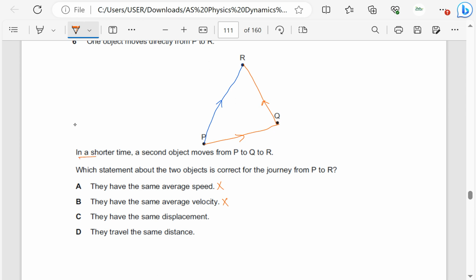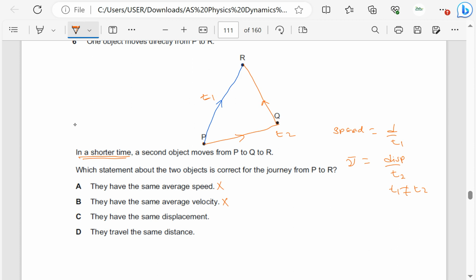In a shorter time, because they say it is in a shorter time, average speed is equal to distance over time. Then average velocity is going to be displacement over time. But this is T1, this is T2, the time is not the same. So since T1 is not the same as T2, the average velocity is not the same for both, because the time is not the same.